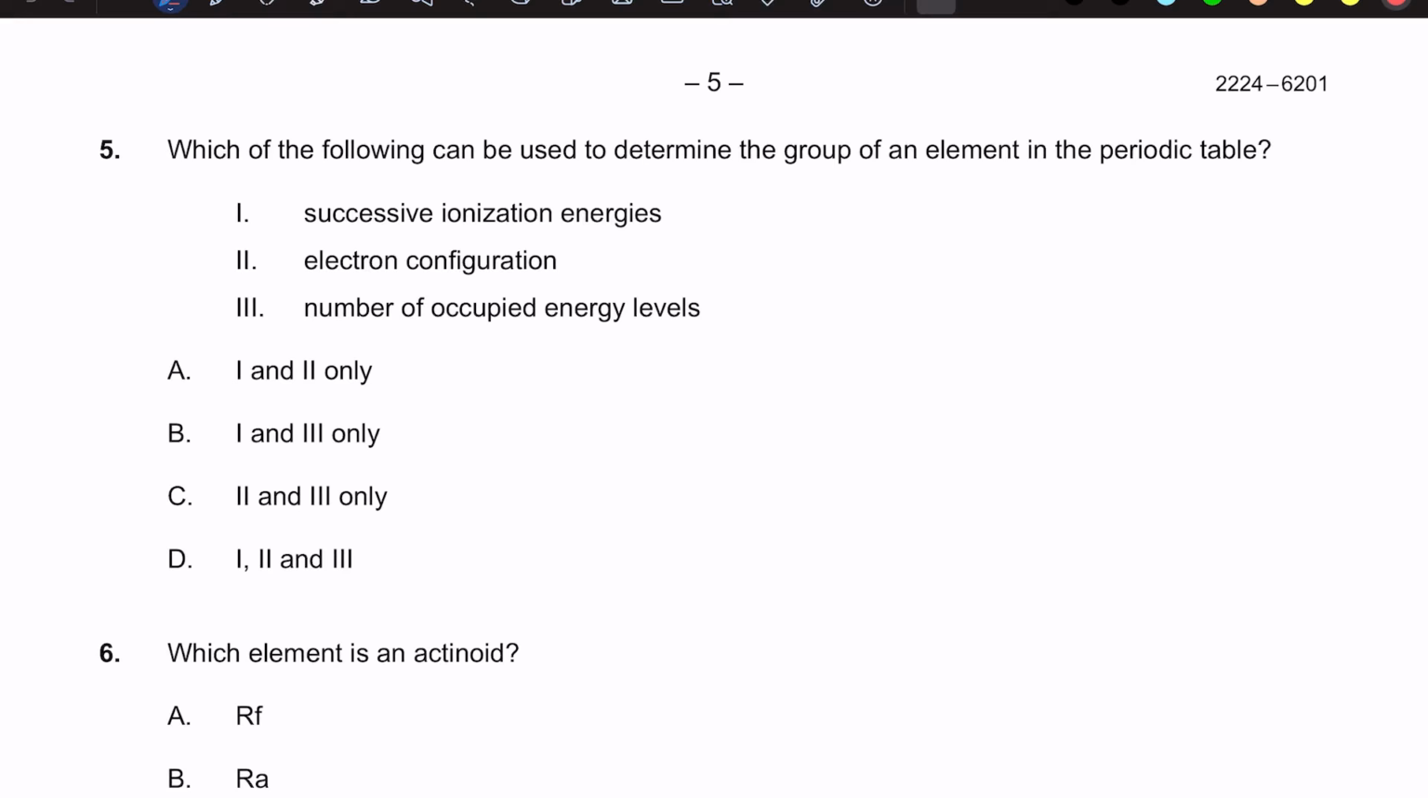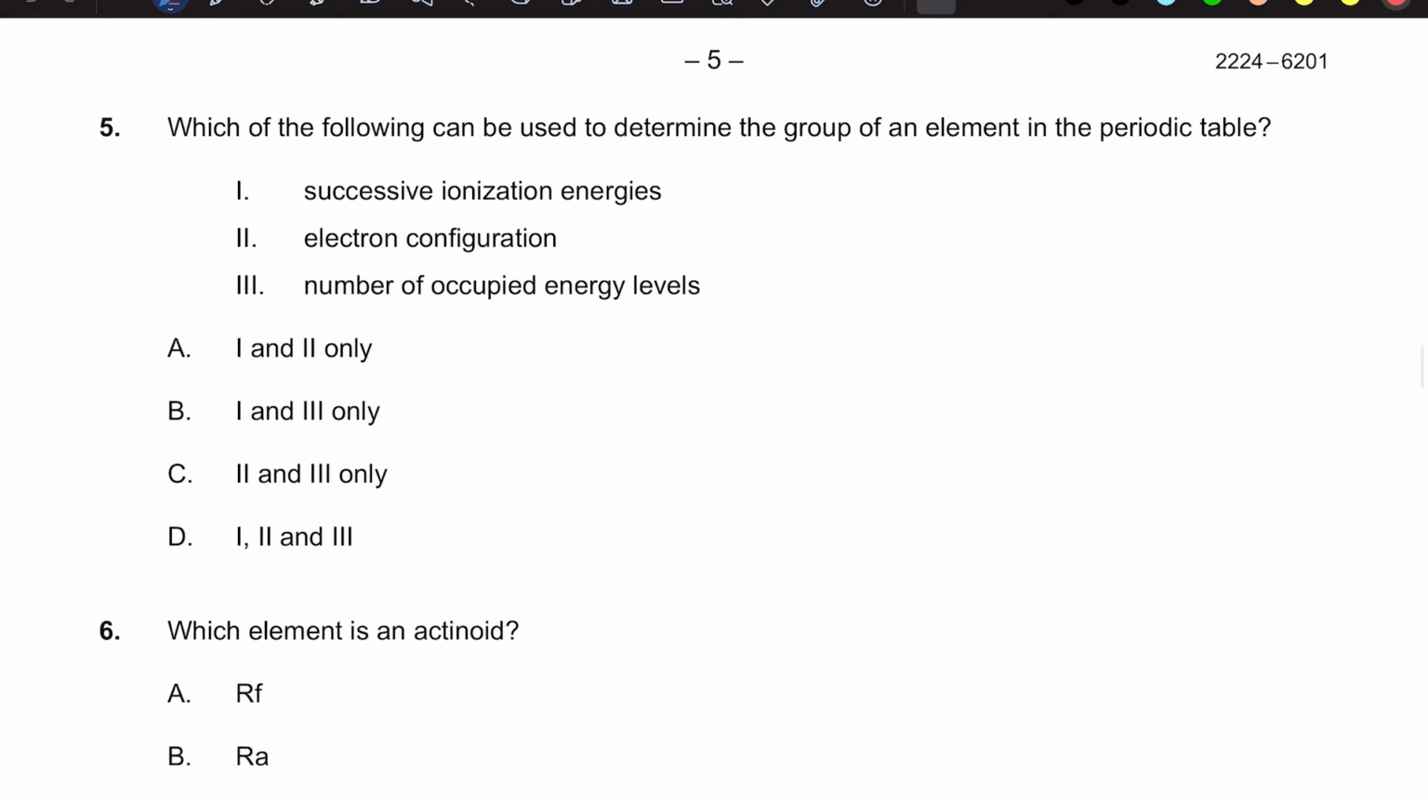Now in question 5, it says which of the following can be used to identify the group of the element in the periodic table. Firstly, successive ionization energy will be able to give us an idea about the group of the element, because from here we can find the big jumps, and using the big jumps we can find out how many valence electrons are present, and with the valence electron information we can get the idea about the group of the element in the periodic table, right?